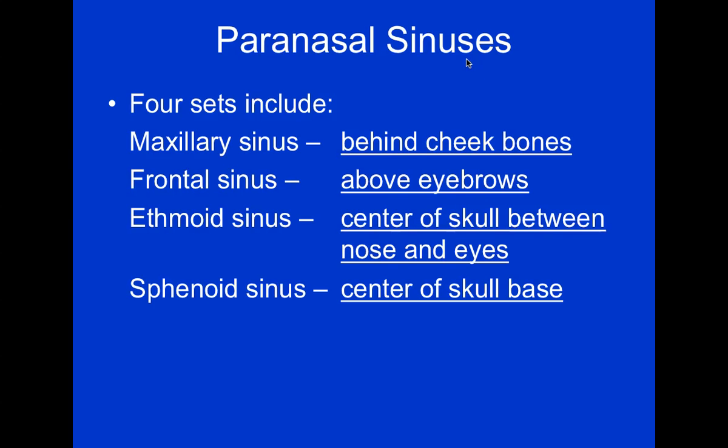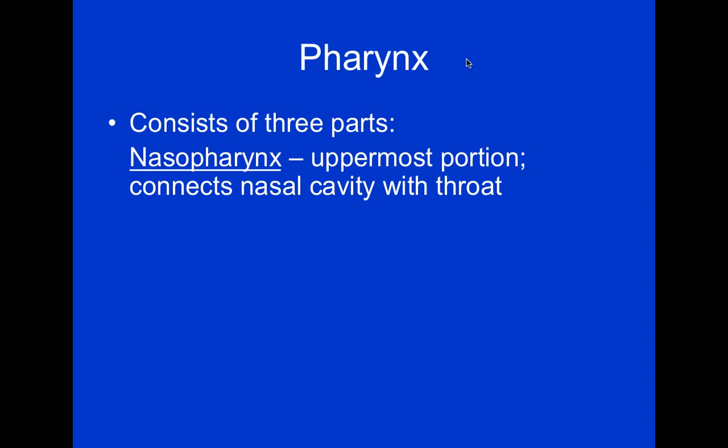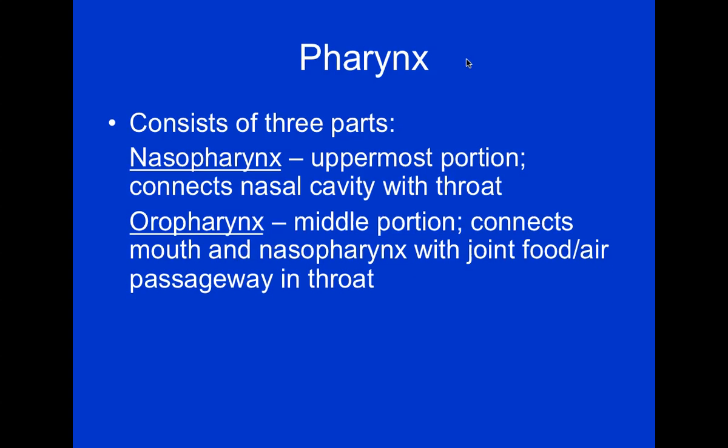So air comes in through the nose, it goes into the nasal cavity, it can go into the paranasal sinuses, and then work its way through the rest of the nasal cavity, because the paranasal sinuses are dead ends. They're not a complete conducting system. They're not a tube. But then the air can actually go down through our pharynx. And our pharynx has three parts. The upper portion is what connects our nasal cavity with our throat, and that is referred to as the nasopharynx. We have the oropharynx. This is the middle portion that connects the mouth and nasopharynx with the passageway in the throat.